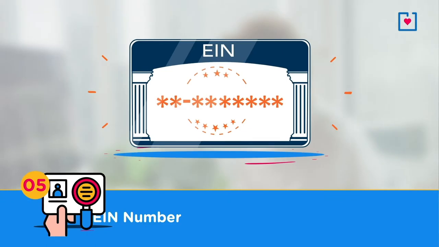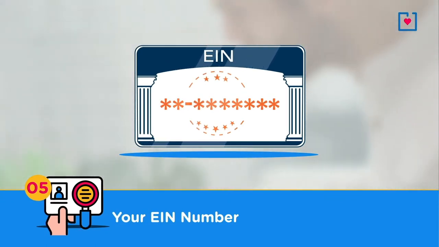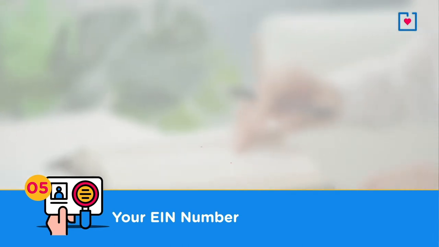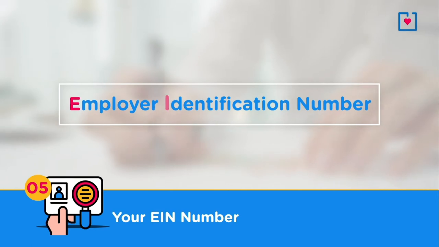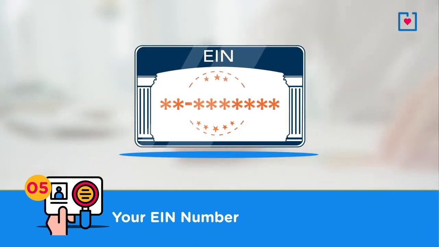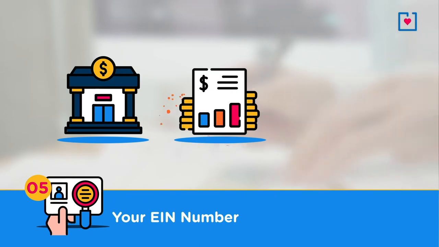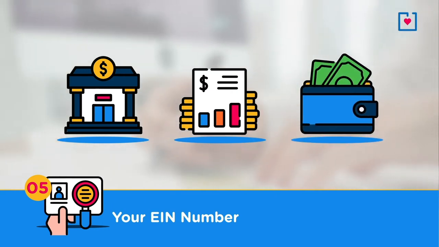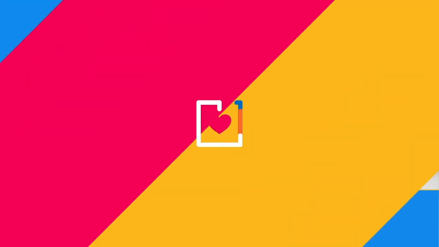Step 5. Apply for your employer identification number. Soon after incorporating, you'll need to obtain your employer identification number, or EIN. This is a unique 9-digit identifying number from the IRS. This will allow you to open a business bank account, apply for grants, and pay your employees. You can file for this online or by mail for free.